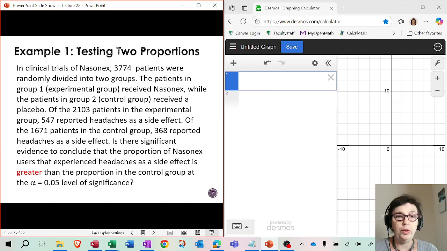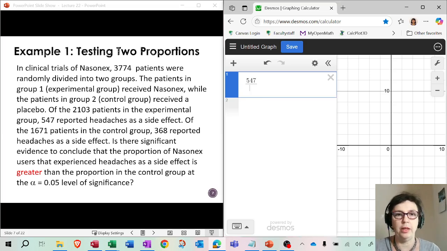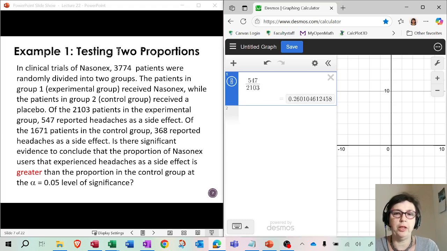Then what we're doing is looking at the proportion of headaches in each sample. We are wondering if the difference is statistically significant. Is there a difference between the two proportions? Okay, so let's go ahead and compute the sample proportions first, which are also the point estimates. So 547 in the experimental group divided by 2,103. We get approximately 0.26, which means that about 26% of patients experience headaches while being on Nasonex.